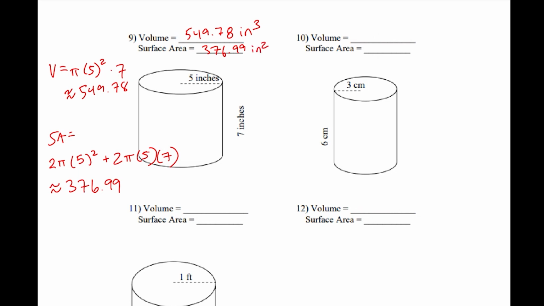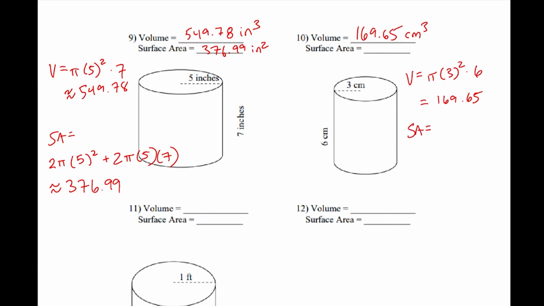The volume for number 10 is pi times 3 squared times the height. So that would be 6. So let's put this in the calculator. Really making good use of the calculator today. 169.65. And what are our units here? Centimeters, so cubic centimeters.